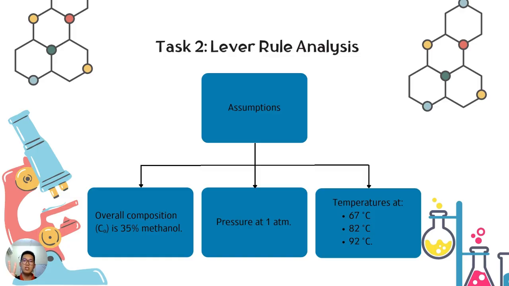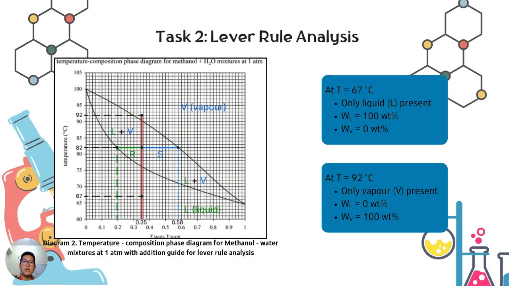Second, the pressure of the mixture should be at 1 atm. Third, temperatures of the mixture should be at 67 Celsius, 82 Celsius, and 92 Celsius. In order for lever rule analysis to occur, a temperature composition phase diagram for methanol-water mixtures at 1 atm with additional guides for lever rule analysis is provided in the following slide.